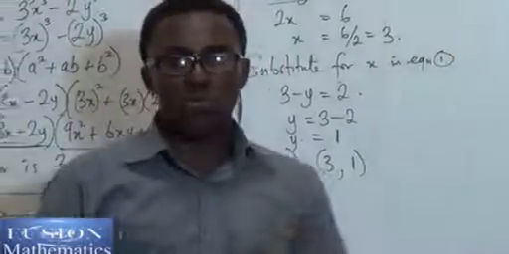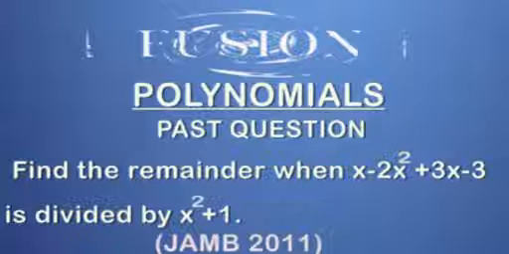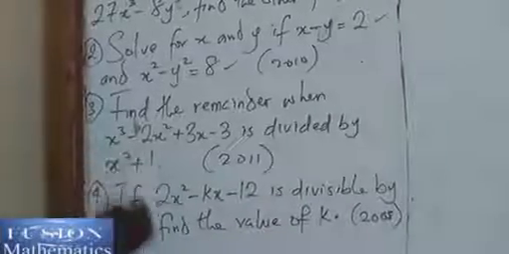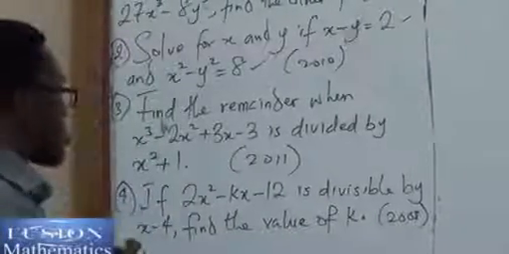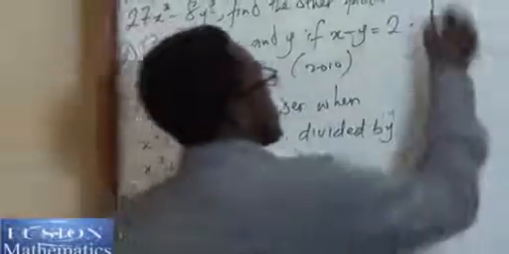Let's move over to question 3. Now, for question 3, we have: find the remainder when x cubed minus 2x squared plus 3x minus 3 is divided by x squared plus 1. Now, if we had the divisor, the one we are using to divide, as just x plus 1, that is, the x not having a power, we would have used our remainder theorem. But because we have that, we have to actually divide. So for question 3, let's divide.